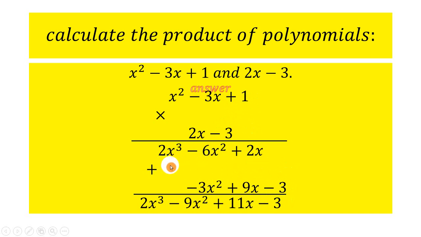We can combine like terms like this: 2x cubed minus 9x squared plus 11x minus 3. This is the right answer. The right answer: 2x cubed minus 9x squared plus 11x minus 3. This is the right answer for the product of the polynomials.